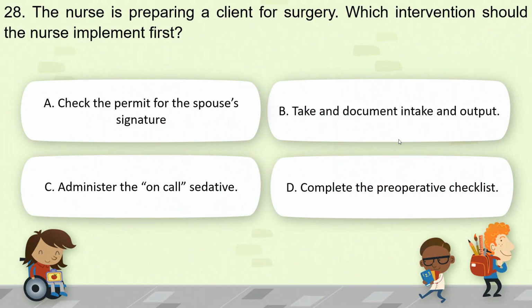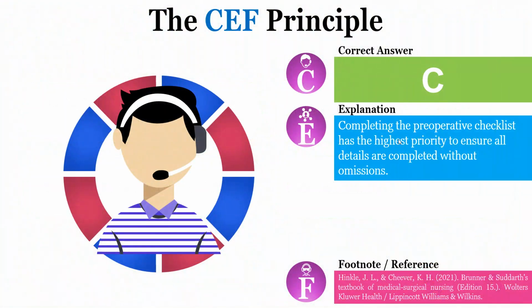Letter A is wrong because the signature should be from the client, not the spouse. And letter B is also wrong because it's not a first intervention, only if there is an abnormality. And letter C is wrong because the sedative should be administered after the surgical checklist has been completed. 28 is letter D. Typo error, that should be letter D.